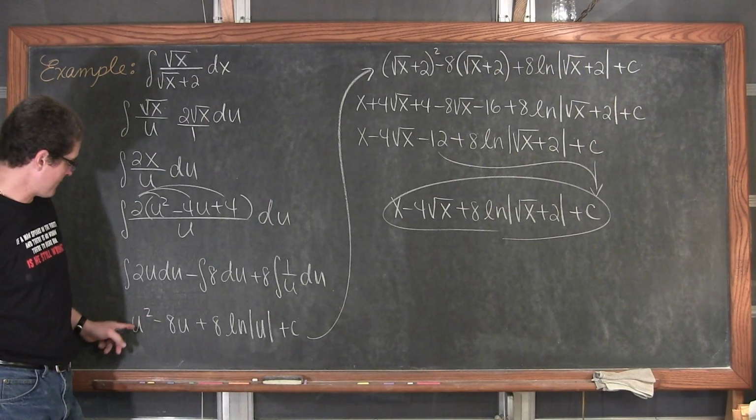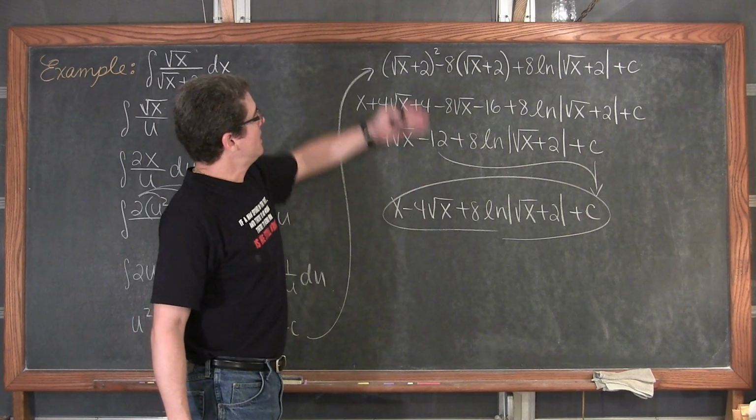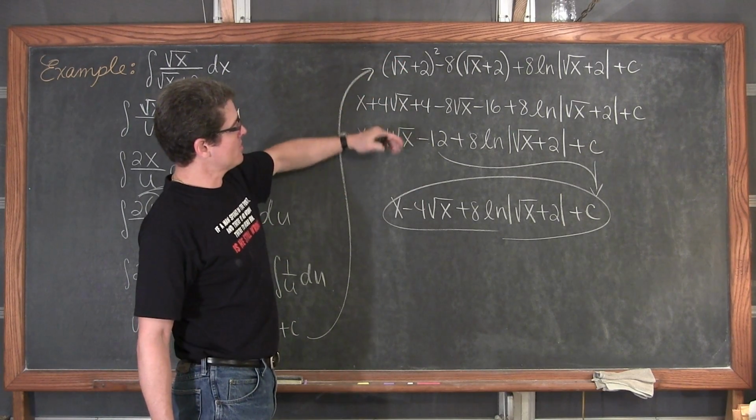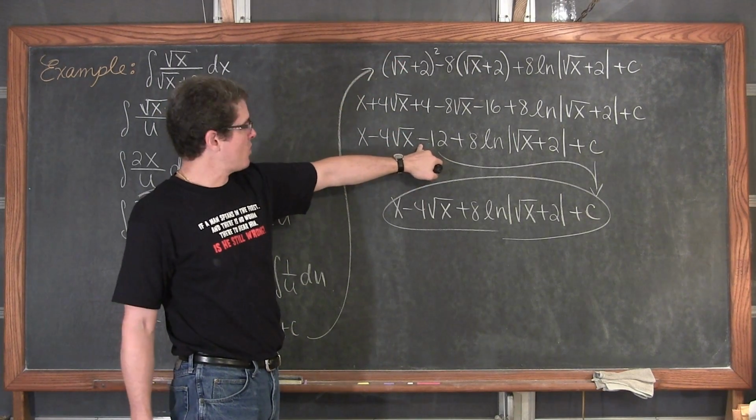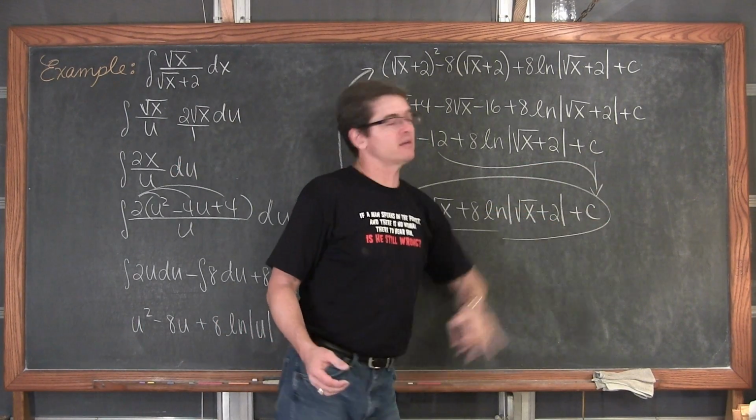So taking all my references of u out and plugging back in my square root of x plus 2, doing a little bit of algebra, combining like terms, and taking my negative 12, which is a constant, and combining it with my other unknown constant, it's just going to make another constant.